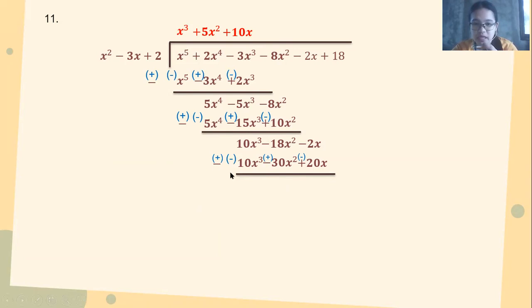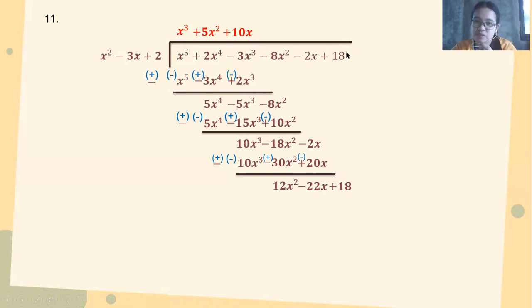10x cubed plus negative 10x cubed is equal to 0. Negative 18x squared plus positive 30x squared is equal to positive 12x squared. Negative 2x plus negative 20x is equal to negative 22x. And we bring down the last term, or the next term, which is positive 18.